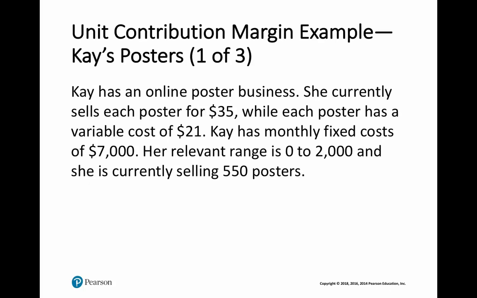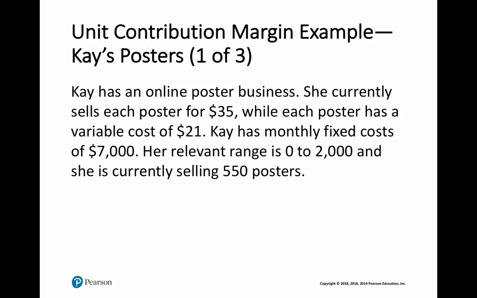So this is our K's poster example that we'll see throughout the chapter with some of our illustrations. We can see here our information. We have an online poster business. We sell each poster for $35, so that's our unit selling price. If you're keeping notes at home, that would be your unit selling price. We then have that our variable cost is $21 per poster, so that would be your unit variable expense. You can quickly do some simple subtraction, 35 minus 21, so our unit contribution margin is $14 per poster.